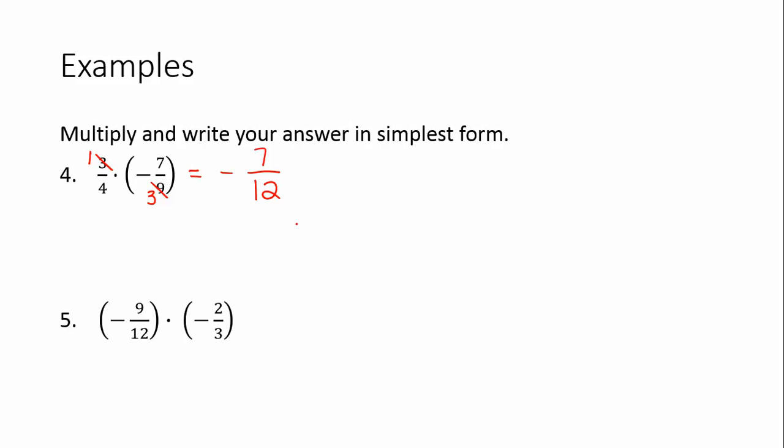7/12. That fraction is in simplest form. It cannot be reduced. Had we not cross-canceled, had we just done 3/4 times the negative 7/9, 3 times 7 would have been 21, 4 times 9 is 36. It would have still been negative, but now both of these numbers are divisible by 3. 21 and 36 are divisible by 3, so it would give you a negative 7/12.